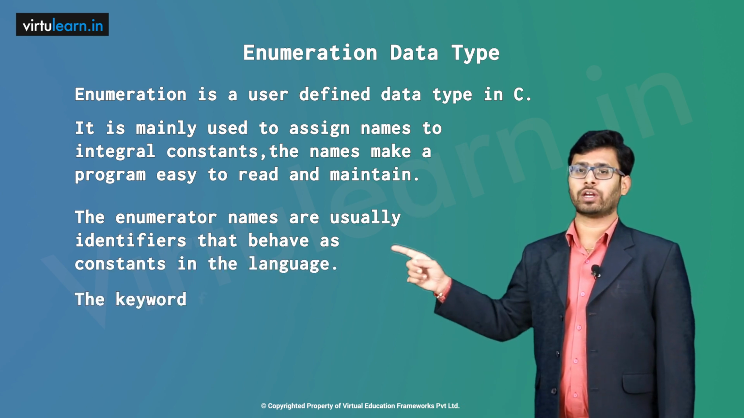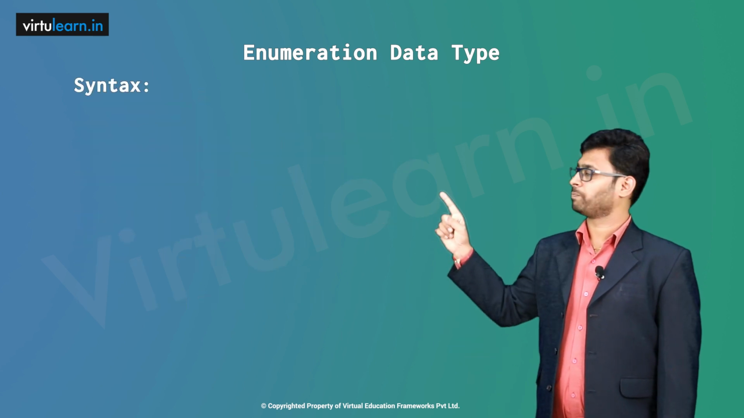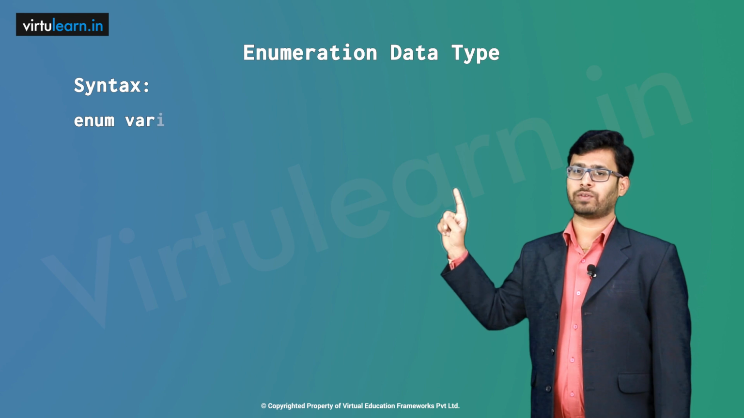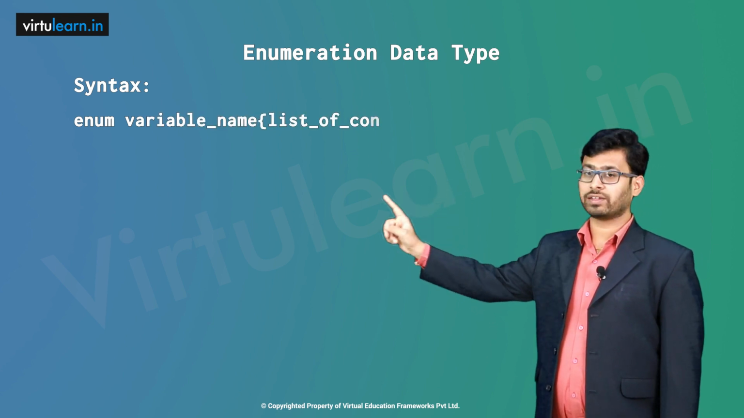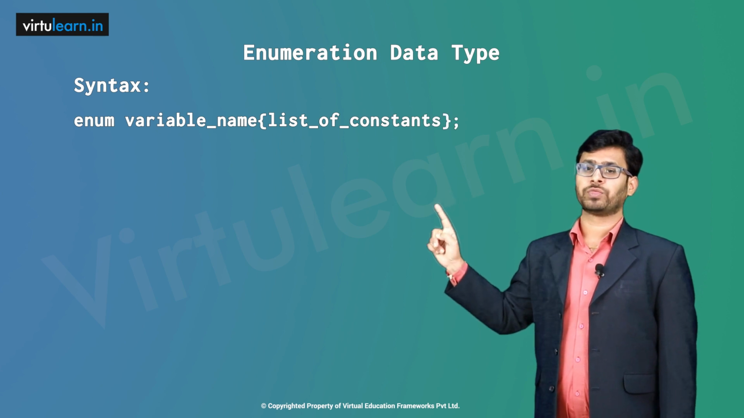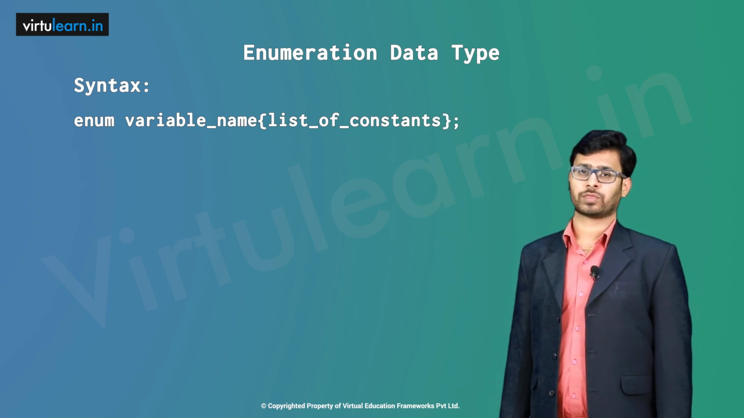The keyword for enumeration is enum. The syntax is enum followed by the identifier name or the variable name. Within the curly braces, we are going to write the list of constants. Each and every constant in the list should be separated by a comma.